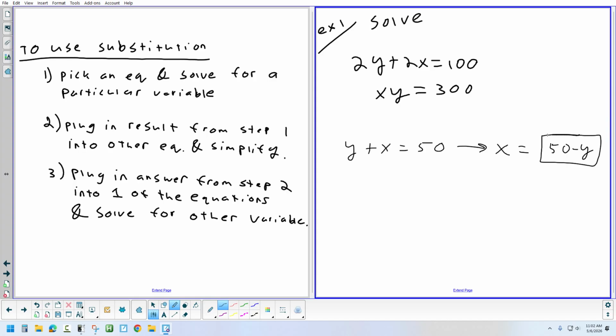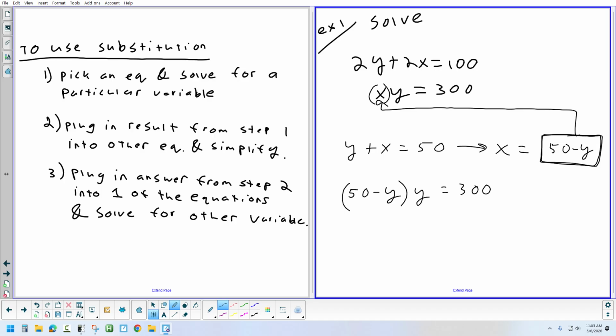Now, what am I going to do with this 50 minus y? Yep. Substitute it into the bottom equation for x. When you substitute it in, make sure you use parentheses because you may end up with a distributive property. So you're going to have 50 minus y, that's what I filled in right there for x, times y equals 300. All right?